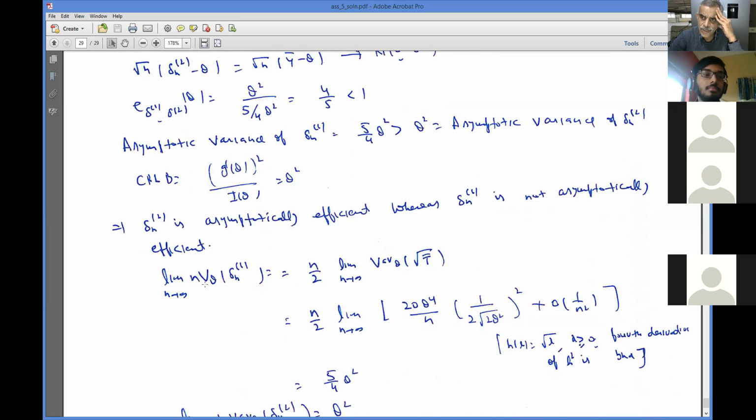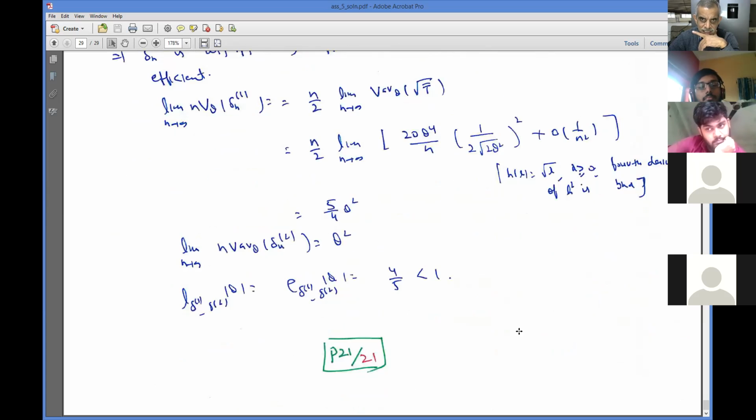Now you can use that result about the moments. N times variance of delta n1 is same as h prime n by 2 limit of variance of root of t bar, which is same as n by 2 times 20 theta to the power 4 over n, plus order of n square.